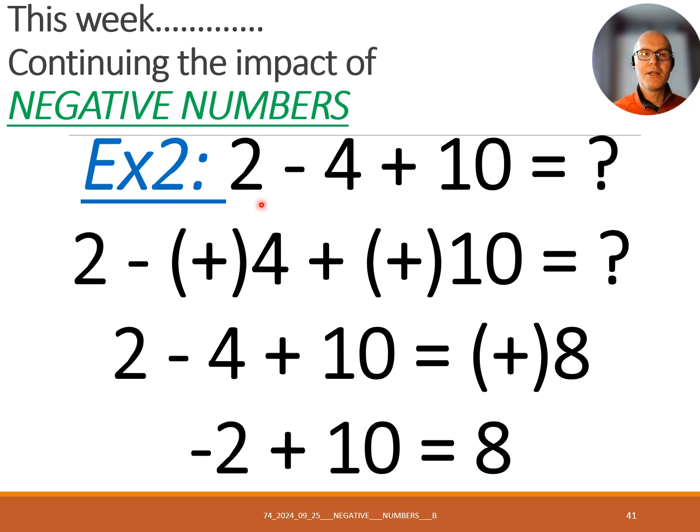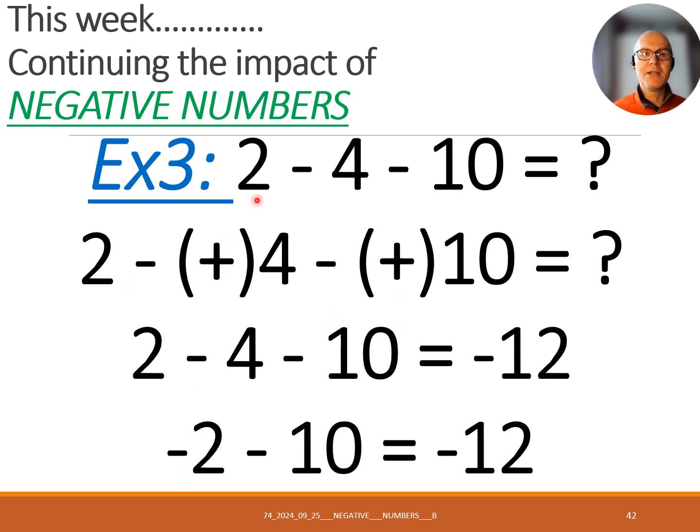Example 2. 2 subtract 4 add 10. Let's put the positive signs back in. So we have 2 subtract positive 4 add positive 10. So subtracting a positive stays as subtract. Adding a positive stays as add. 2 minus 4 is minus 2 plus 10 equals positive 8, or just 8.